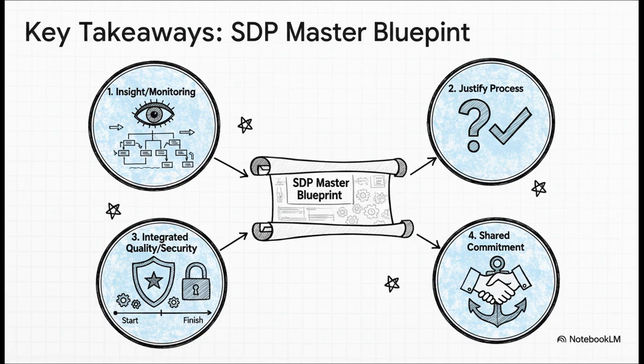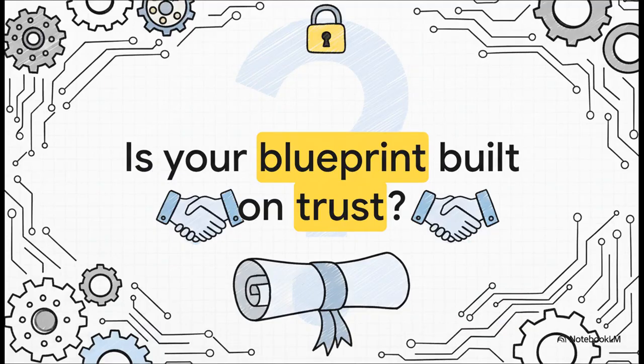1, it gives the client that window into your world for monitoring. 2, it forces you to defend why you're doing things the way you are. 3, it bakes quality and security in from day one. And maybe most importantly, it takes all that foggy ambiguity and turns it into a concrete shared commitment. And really, that's what this is all about. The Mil-Std 498 plan, it's not just a checklist of requirements, it's a framework for building trust. And when you're talking about mission-critical software, trust might just be the most important thing you build. So the real question is, does your plan do the same?